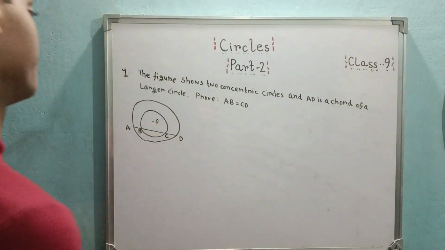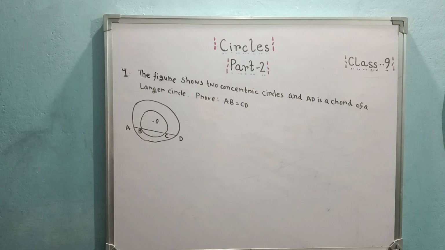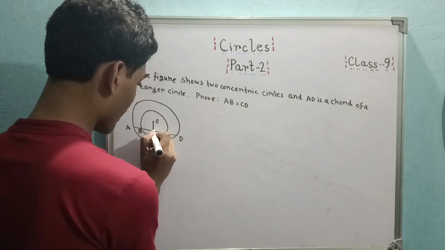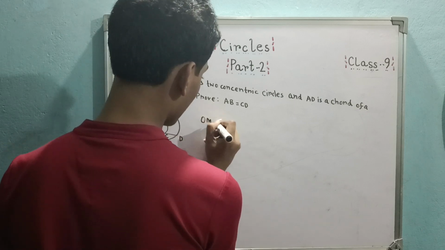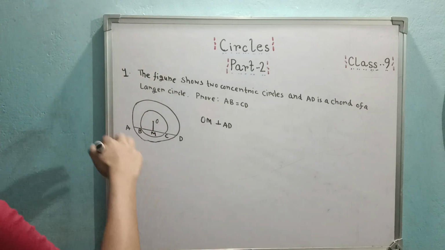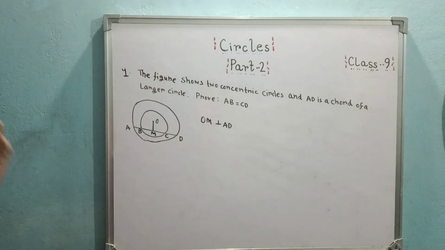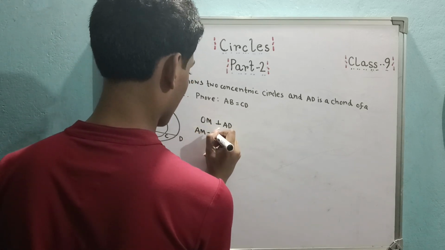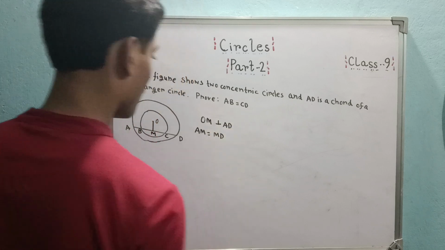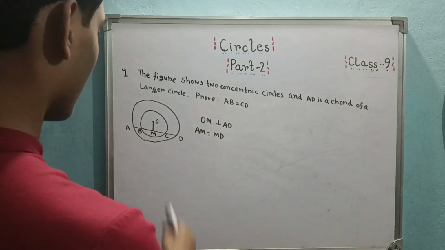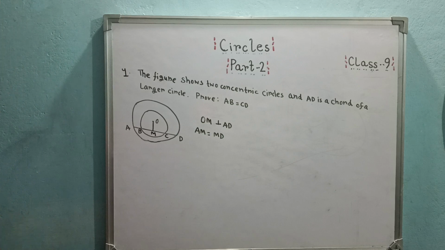This is all we are given. Now AD is a chord and O is the center. So I can draw a perpendicular from O on AD and name it M. So OM is perpendicular to AD. That means AM equals MD, because if you draw the perpendicular, it will divide AD into two equal parts.